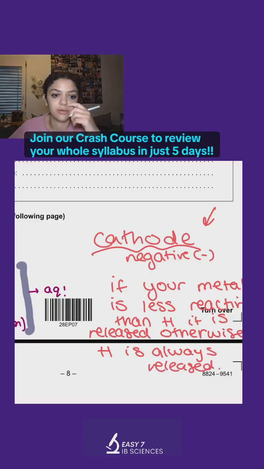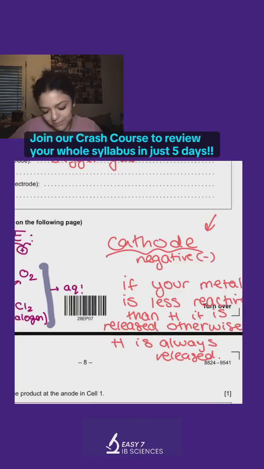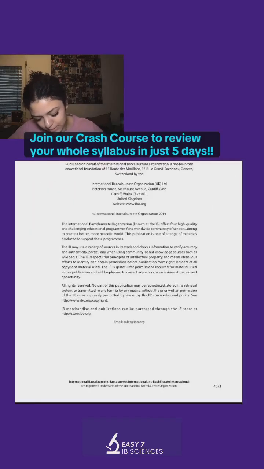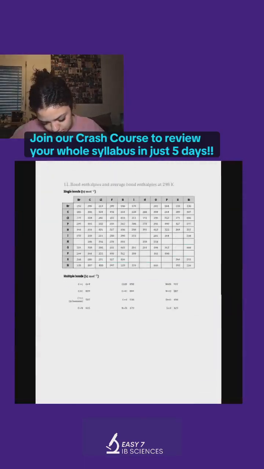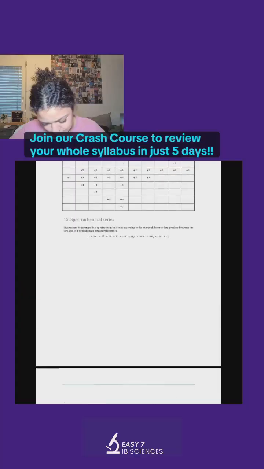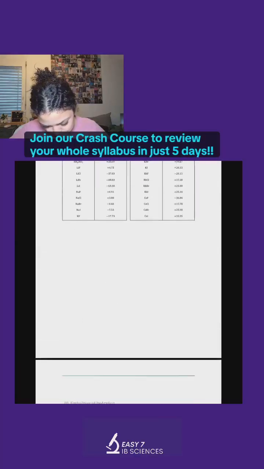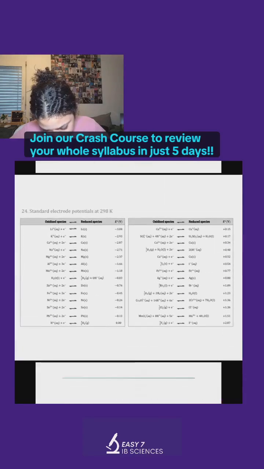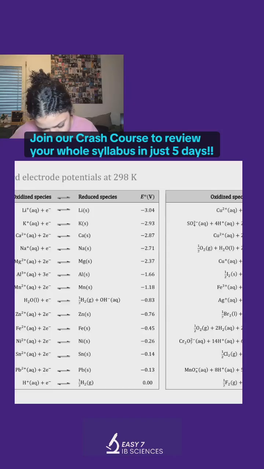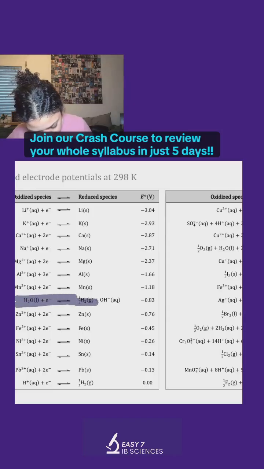In the old syllabus, they were very mean because you didn't get the data booklet in paper 1, but now you get it in all. So I'm going to show you how to do it. You're going to go to your data booklet. I used to memorize a little mnemonic to help me remember which one's more strong. I know my H2 is where my H2 gas is here. Why? Because I'm producing H2 gas.